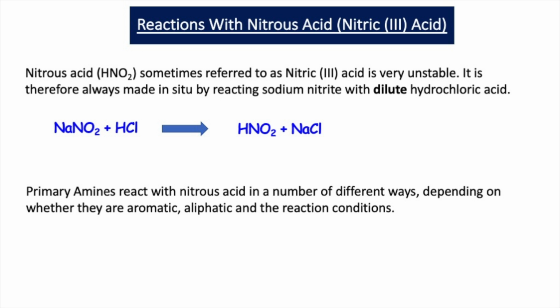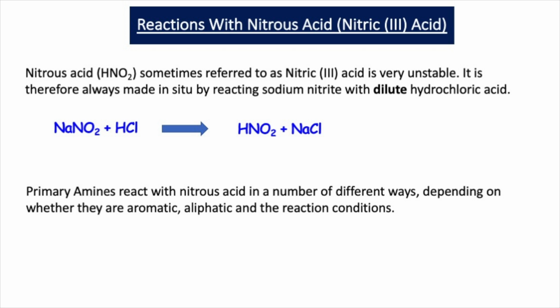Now, in this video, we're going to look at the reactions of both primary aliphatic and primary aromatic amines with nitrous acid. Nitrous acid is HNO2, and it's often referred to as nitric(III) acid because the oxidation state of nitrogen in nitrous acid is +3. The nitric acid that you've come across previously is HNO3, and that is referred to as nitric(V) acid because the oxidation state on the nitrogen is +5.